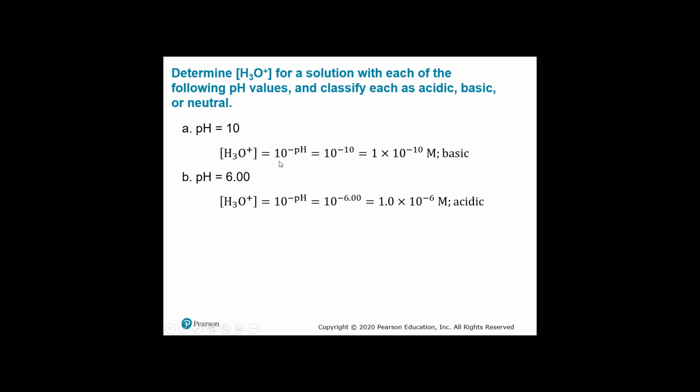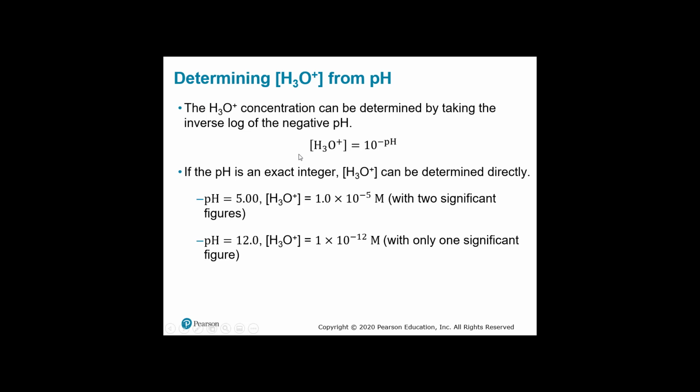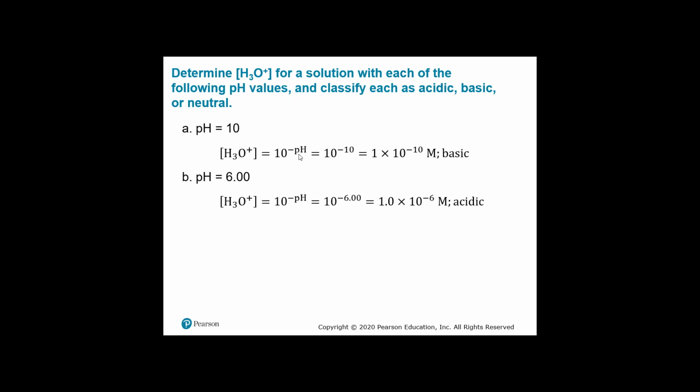So here we take the inverse log of the negative pH. Plug that in, make sure it's negative, or you're not going to get the right number. And that gives you 1 times 10 to the negative 10 molar. This is a basic solution. And you can just tell by the 10 here.